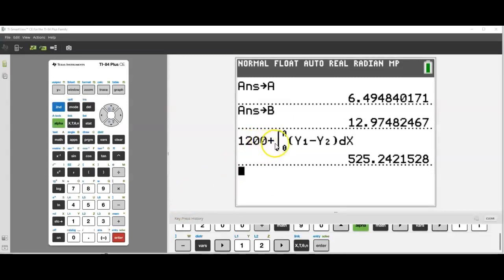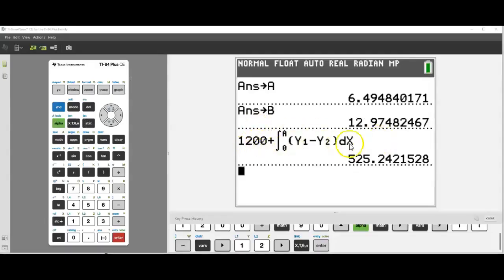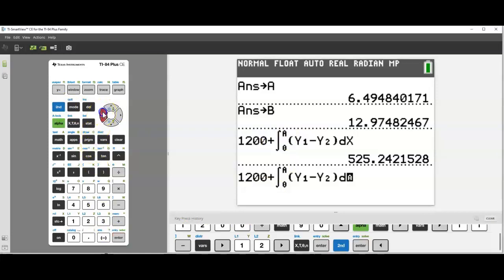So I've got 1200 plus the integral from 0 to A of y1 minus y2. And I get 525.242. Now we want to do T of B. So we're just going to go back to our calculator at this point. And instead of retyping this whole thing, the only change I need to do is change this A into a B. So I'm just going to do second entry to bring back my last entry there. I'm going to scroll back until I get to the A.